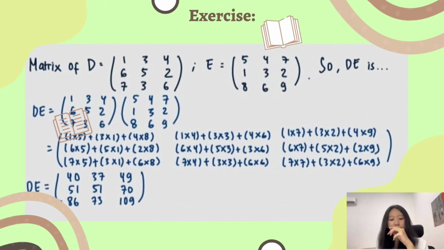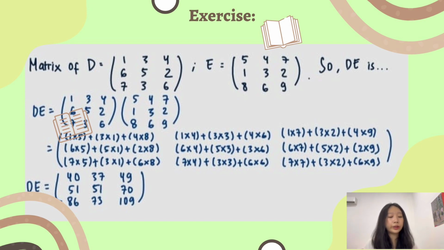So for the third example, we have to find the matrix of DE, where the matrices D and E are already shown. Because it was a 3 times 3 matrix, the way we do it is the A, B, and C row times the other matrix, from the A, D, and G column. So we have to multiply the upper one and then the lower one.